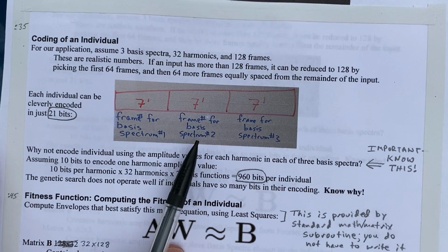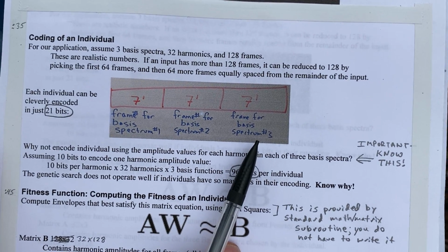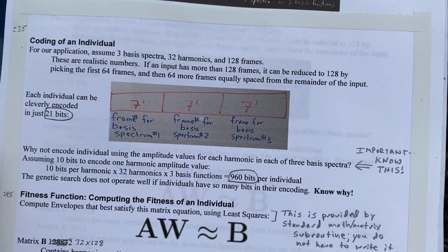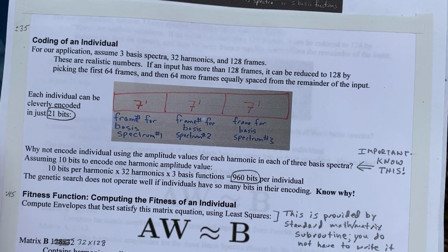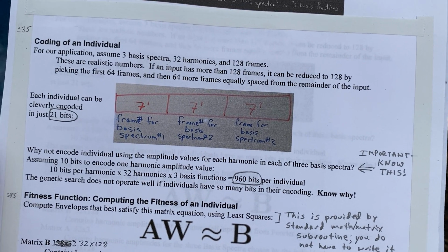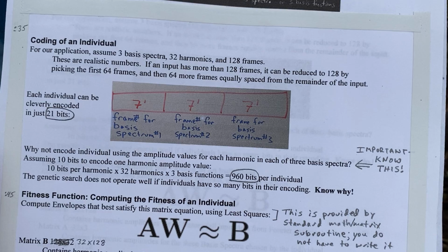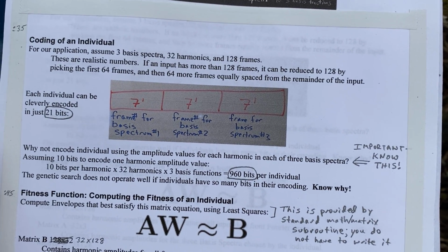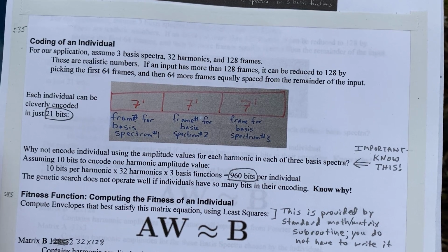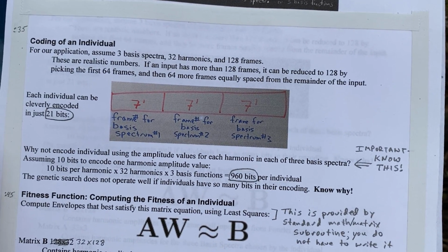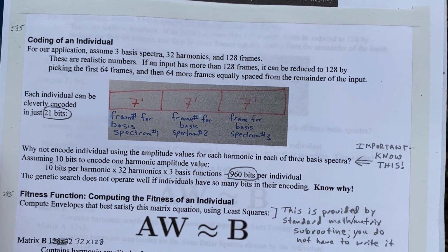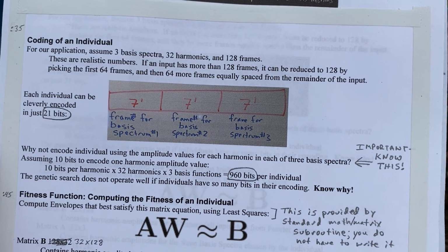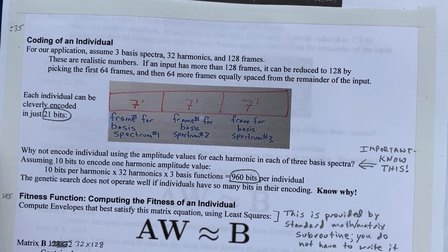First frame number, second frame number, and third frame number. So that makes a 21-bit individual. So when you generate that random population, you are generating a population of maybe 10,000 different 21-bit numbers. Okay, so those are your individuals.